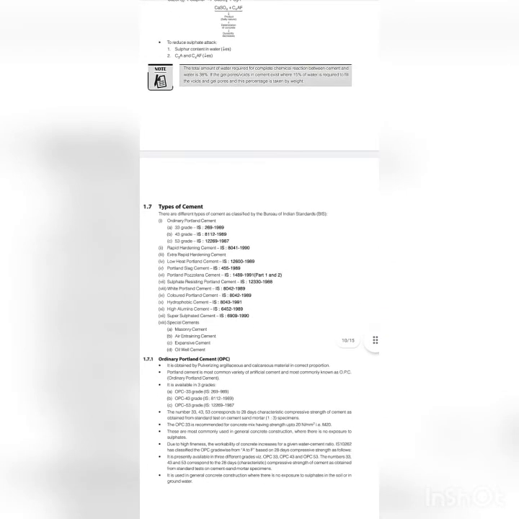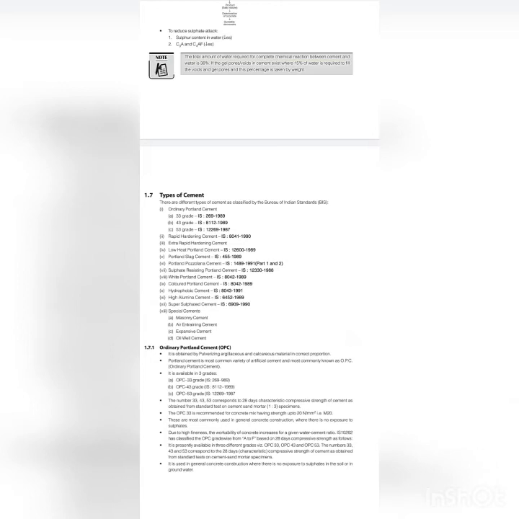And then we can see the types of cements. There are different types of cements that are classified by the Bureau of Indian Standards, BIS. The first one is ordinary Portland cement. The grades are 33 grade, 43 grade and 53 grade. The second one is rapid hardening cement. Third one is extra rapid hardening cement. Then low heat Portland cement. Fifth one is Portland slag cement. Then Portland pozzolana cement, which is normally used in every construction of buildings. The seventh one is sulfate resisting Portland cement. This cement resists sulfate.